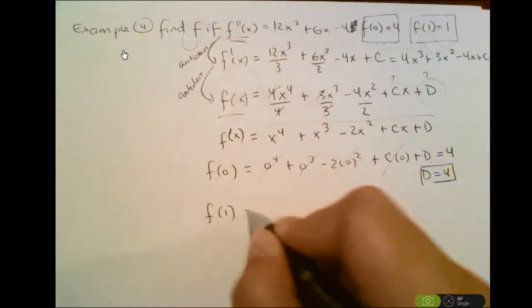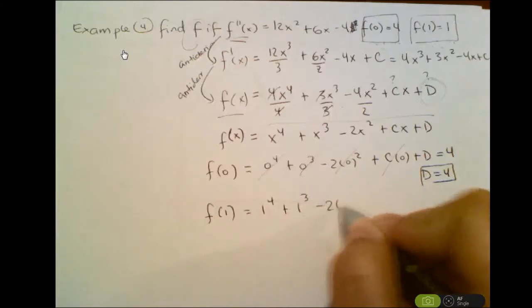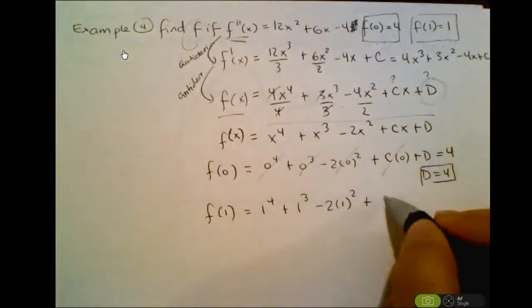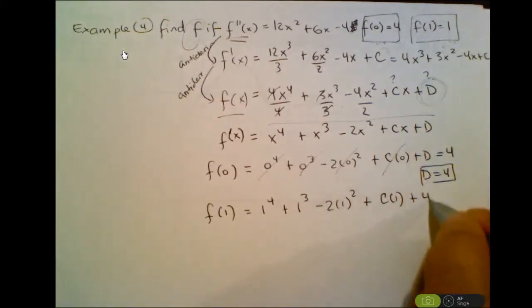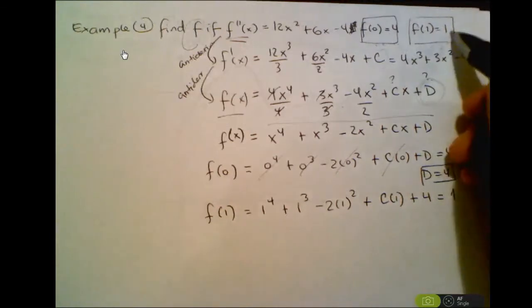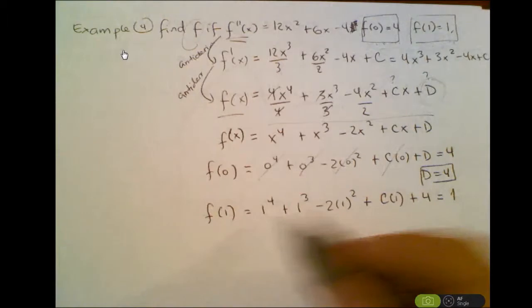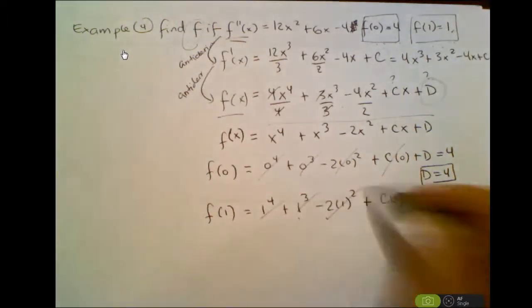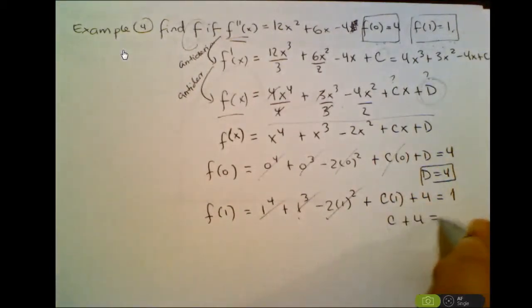f of 1 will be 1 to the fourth plus 1 to the third minus 2 times 1 squared plus c times 1 plus d, which is 4, equals 1. From the second piece of information, f of 1 is 1. So 1 plus 1 is 2, minus 2 is 0, so these cancel out. c times 1 is c, plus 4 equals 1, so c is negative 3.